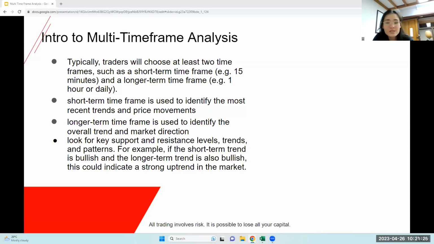So the first step in this is to select the time frames to analyze. Typically, traders will choose at least two time frames, such as a short-term time frame, which would be your 1-minute, 5-minute, or 15-minute time frames, as well as a longer-term time frame, which would be your 1-hour, 4-hour, or daily time frames. Each of these time frames has a different use as well. The short-term time frames tend to be used to identify the most recent trends and price movements, whereas the longer-term time frames are used to identify the overall trend and market conditions.